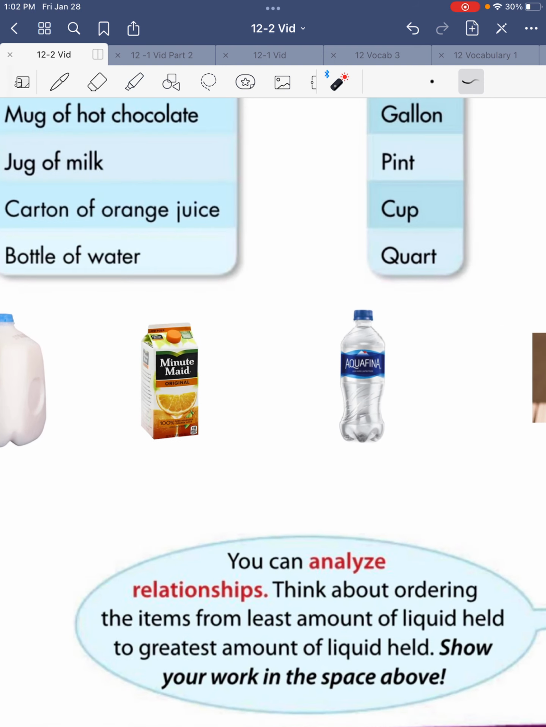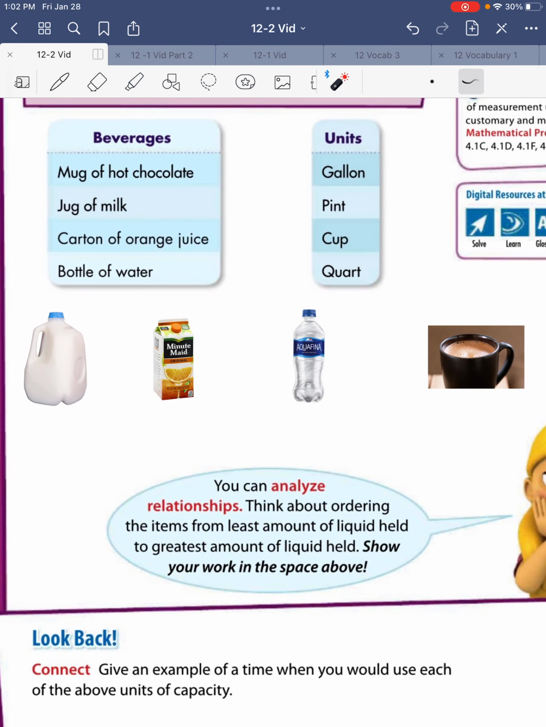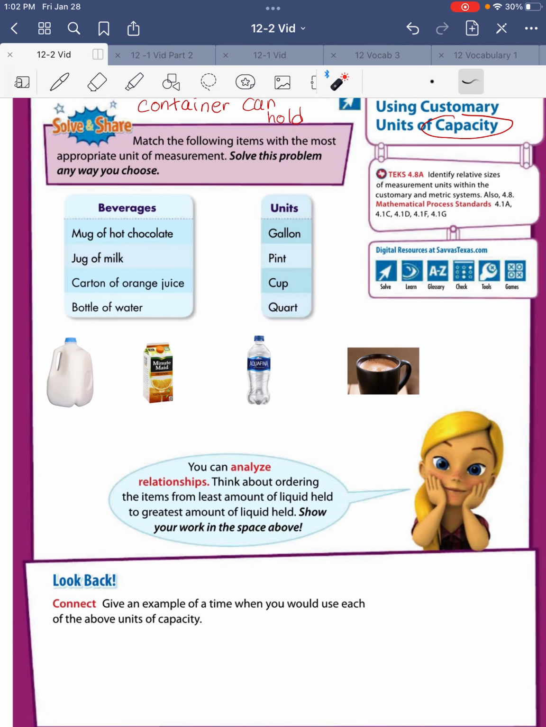So I made pictures on here so that way we have a better idea of what they look like. So I need to match them to their appropriate units, okay? I need to see which one's a gallon, which one's a pint, which one's a cup, and which one's a quart, okay? So I'm going to do the first on my list, which is a mug of hot chocolate.